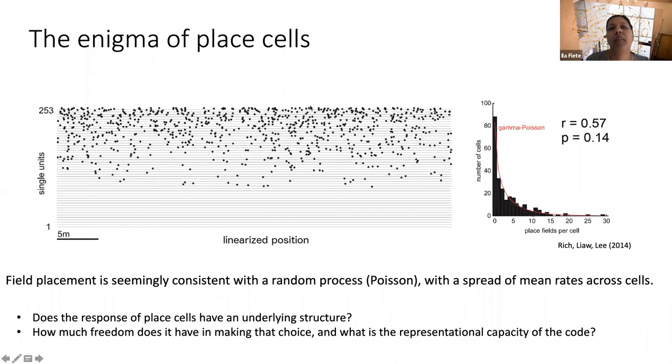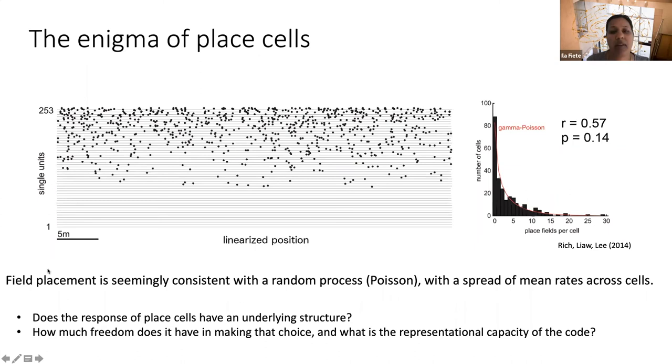And there are some cells that will fire very little on the first half of the track, and they will continue to fire very little on the second half of the track. In fact, statistically, the distribution of place fields on the track is well described by this negative binomial or gamma-Poisson distribution, where each cell can be defined as having a base rate of emitting fields. But given that, the placement of the fields appears to be random and Poisson. So the placement is consistent with a random process, with a spread of mean rates across cells.